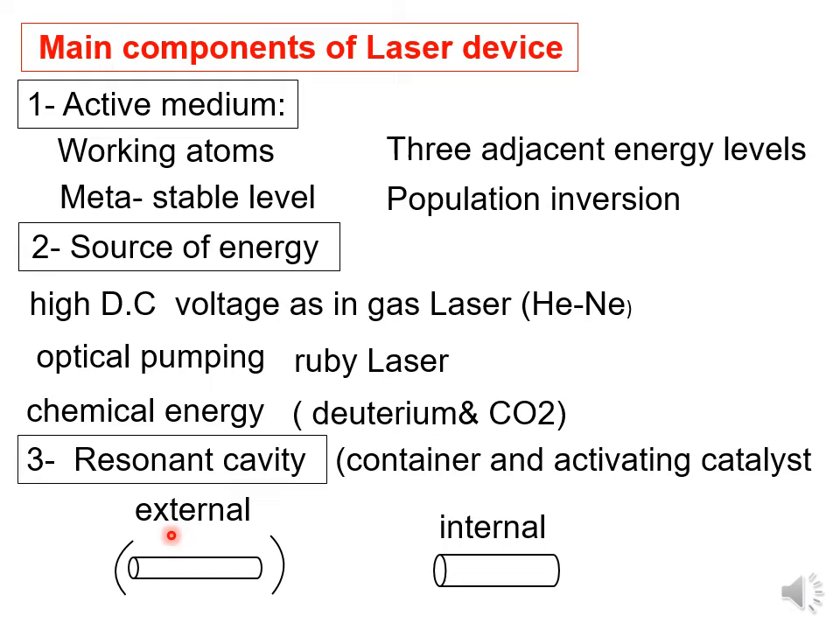There is external, at which the 2 parallel mirrors are outside of the container, and there is internal, at which the container is polished from the 2 ends, forming 2 mirrors, one of them 100% reflecting, and the other 99% reflecting.